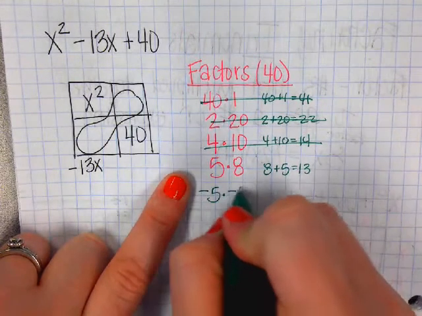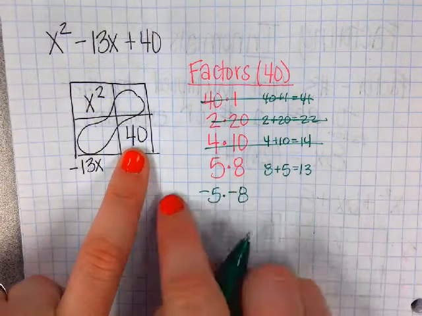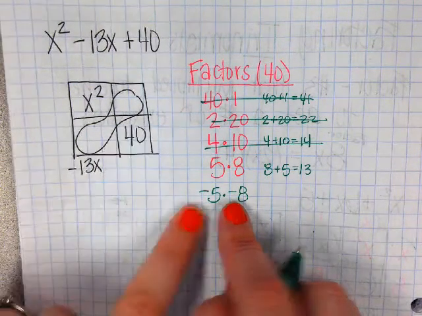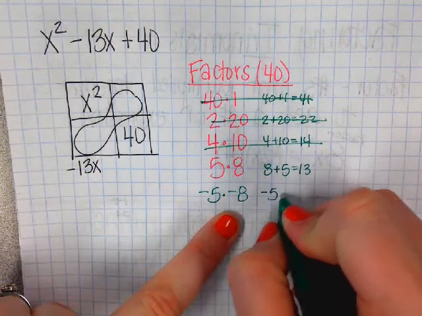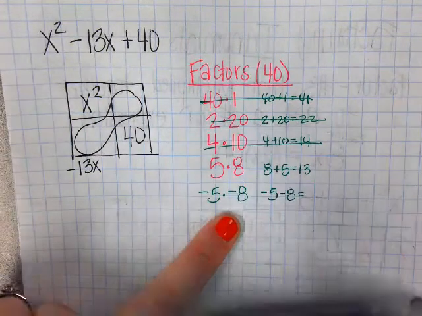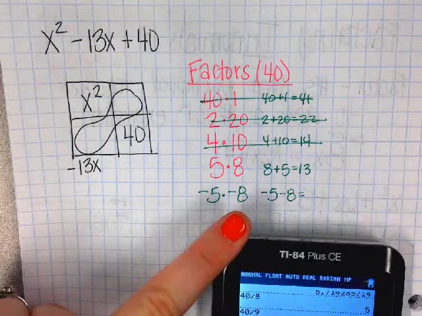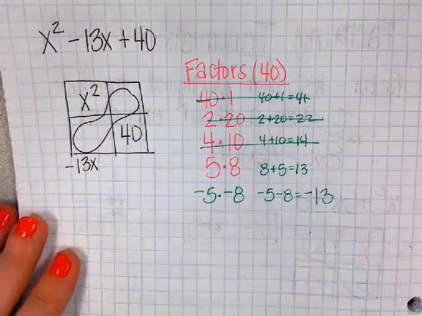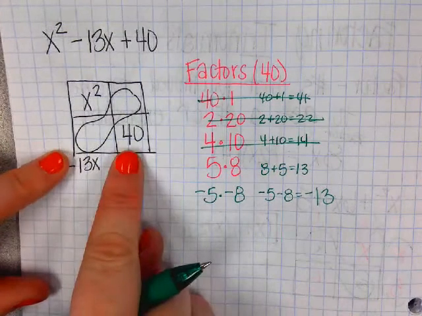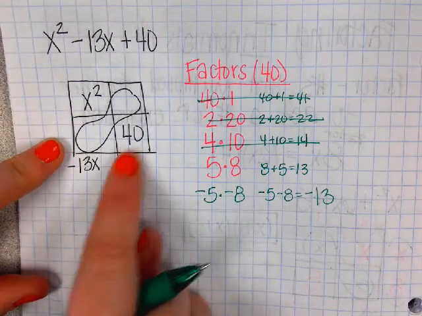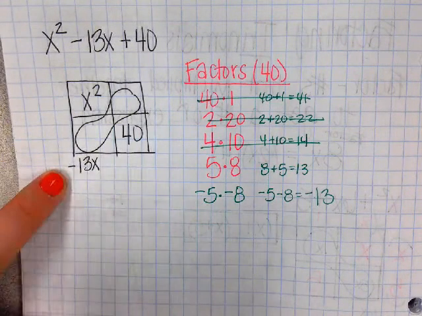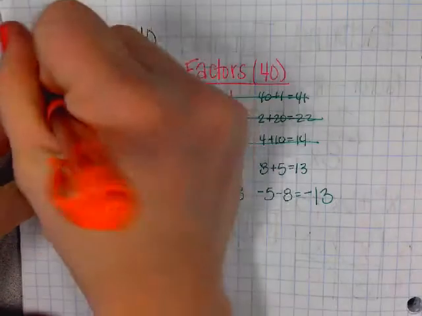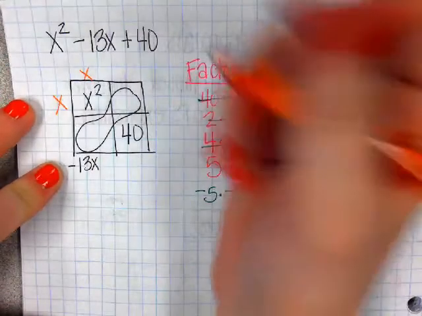Now, I want you to think about this real quick. Does a negative 5 times a negative 8 still give you a positive 40? What's a negative times a negative? Positive. So it does still give you a positive 40. And then does it combine to give you a negative 13? Negative 5 minus 8 is negative 13 because they're the same sign, remember? So what are my two factors going to be that make 40 and then add to get a negative 13? Negative 5 and negative 8.